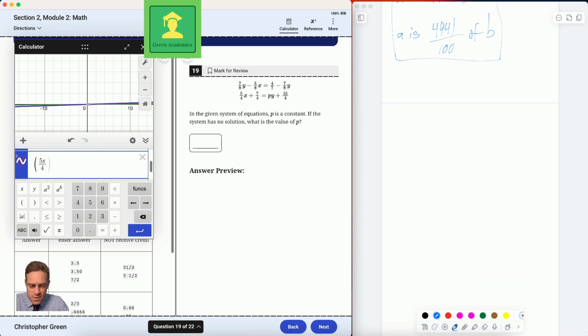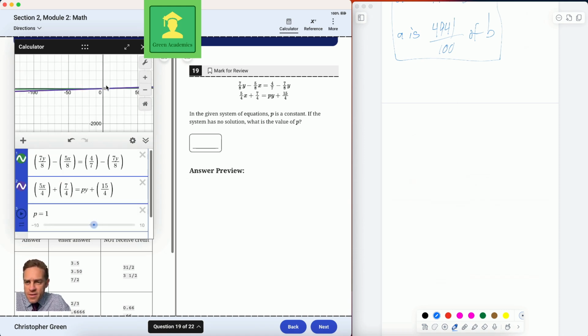And then completely separately, 5/4 x plus 7/4 equals py, and it's going to offer you a slider, and you'll say yes, plus quantity 15/4, add slider p, yes. Okay, then zooming out.